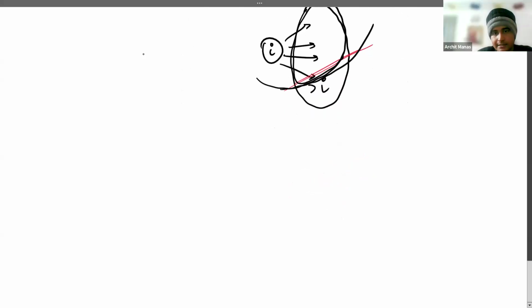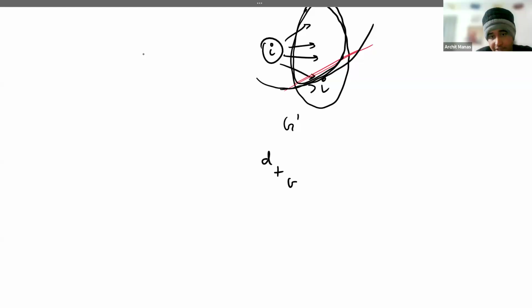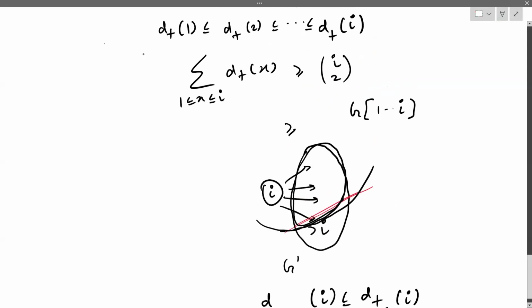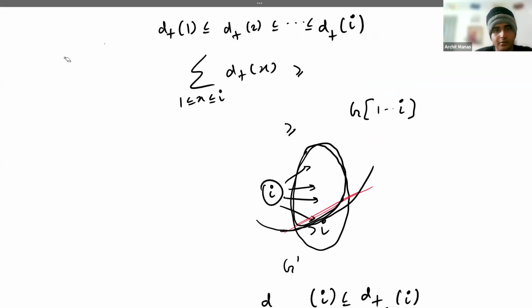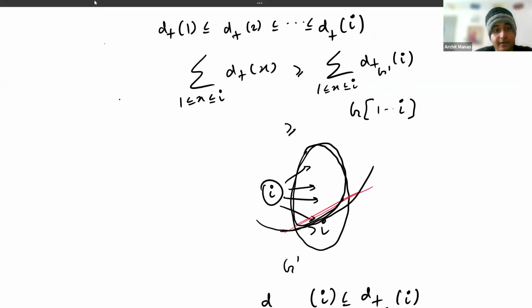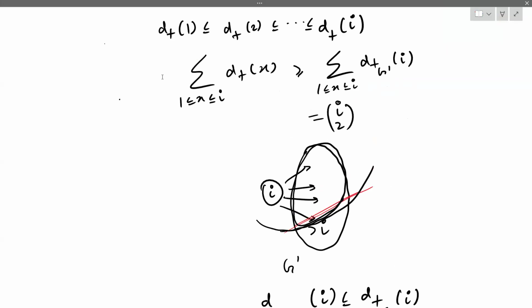Okay. So let's say G prime is the new graph that you obtain when you only consider the first i vertices. That's still going to be a tournament because there is still an edge between every pair of vertices. Agree? Yes. Now, d plus G prime of i is at most d plus G of i. Do you agree? Yeah, that's correct. Okay. So that's exactly what we're doing here. Here we write the sum over i, and this sum is equal to i choose 2 because it is simply counting the number of edges in this subgraph. Got it now.